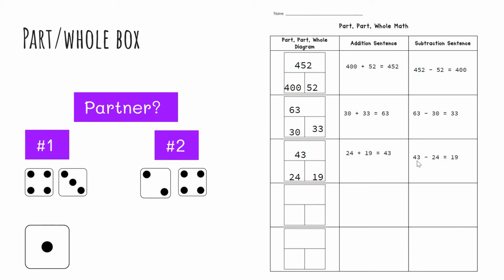All right, you guys, now you can go practice this on your own. So grab a dice, you can grab a partner, a pen, and practice using your part and whole diagrams.